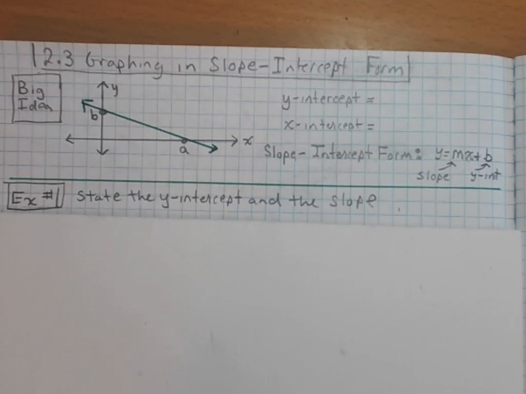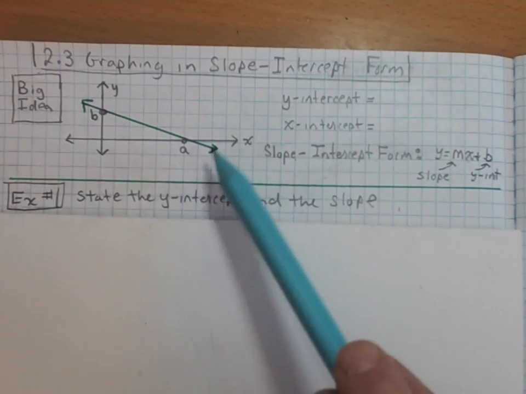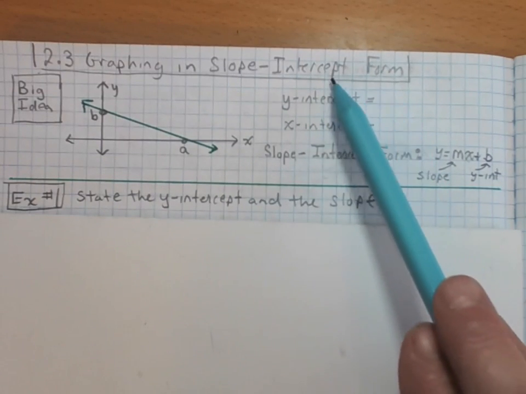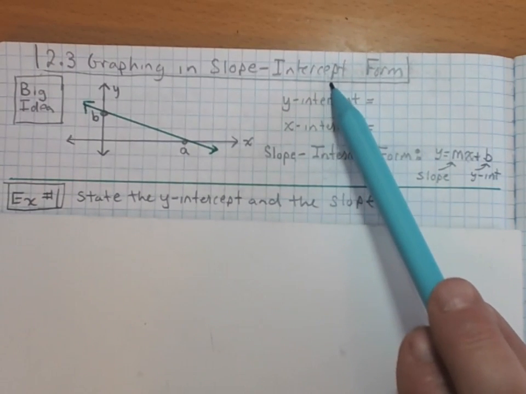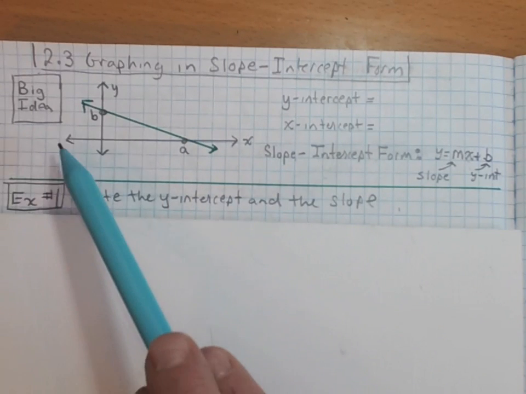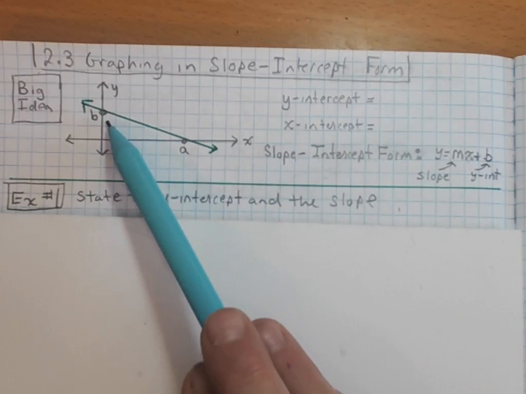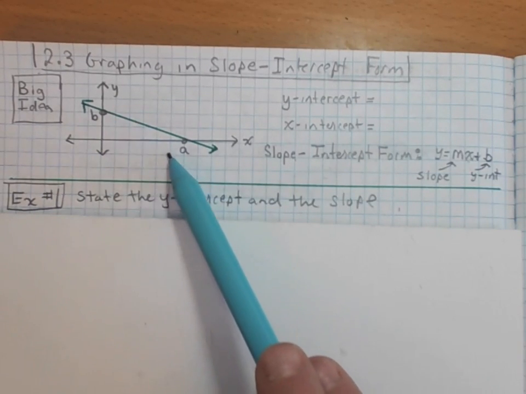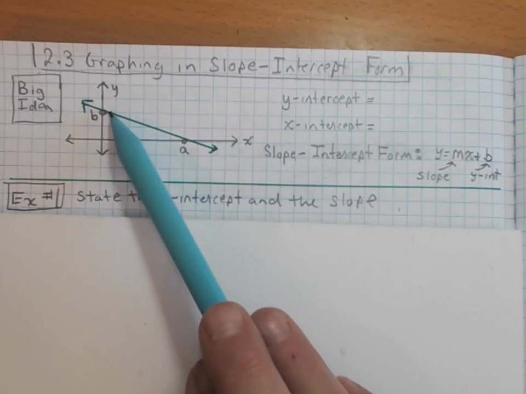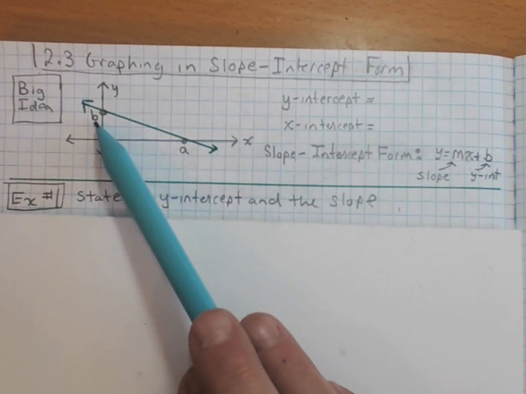In this lesson, you will want to be able to graph lines where their equations are written in a particular form called the slope-intercept form. So it's important you understand the concept of what an intercept is. Here I've drawn a picture of a line, and I'm pointing out a couple of important points on the graph. This point right here is where the line crosses the y-axis at the location of b.